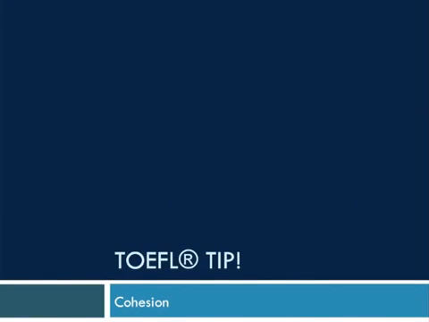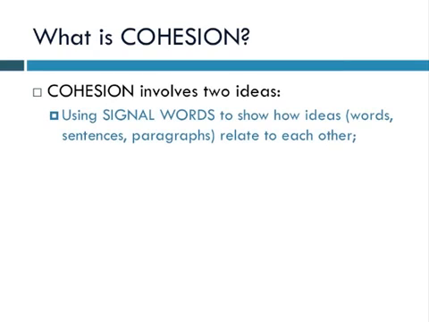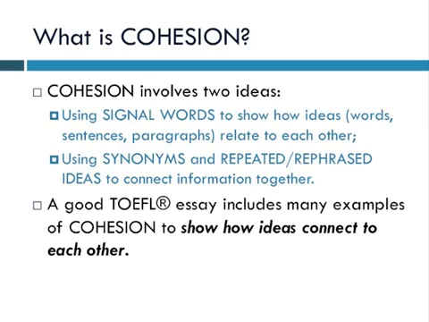Now, this is an important opportunity to talk about the concepts of cohesion and unity. Let's first talk about cohesion. Cohesion generally is when we use signal words to show how ideas, words, sentences, and even paragraphs relate to each other. We can also use other cohesive devices, such as synonyms or repeated or rephrased ideas, to connect information together. We talked about both of these in the TOEFL reading series, so it's good to see that these ideas are coming back because we need to use them in our writing.